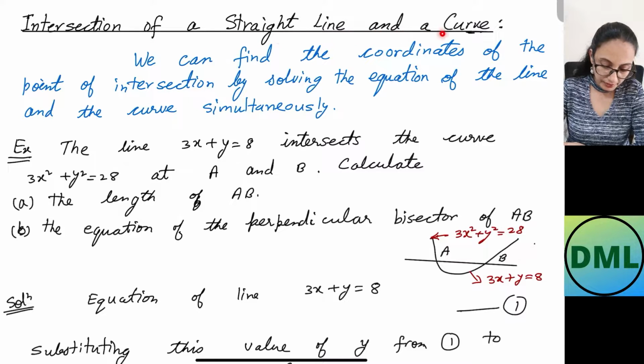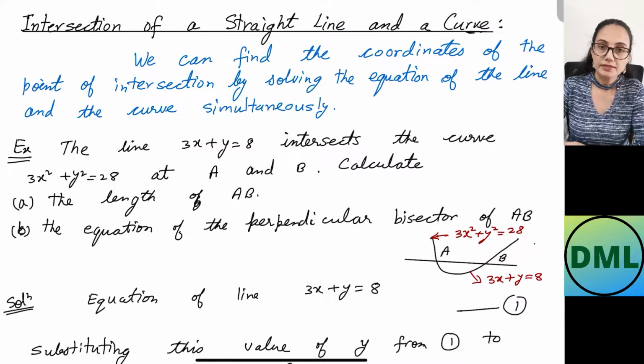Intersection of a straight line and a curve. We can find the coordinates of the point of intersection by solving the equation of the line and the curve simultaneously. Let's see one example.